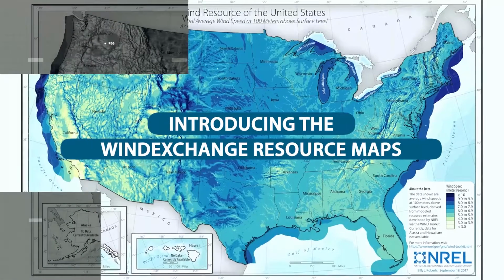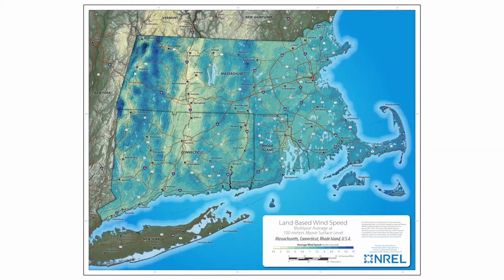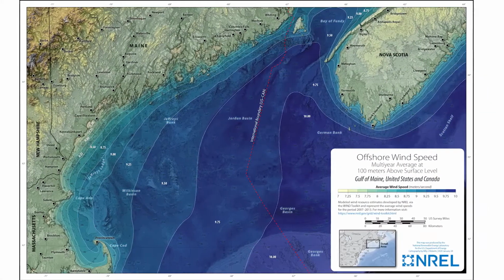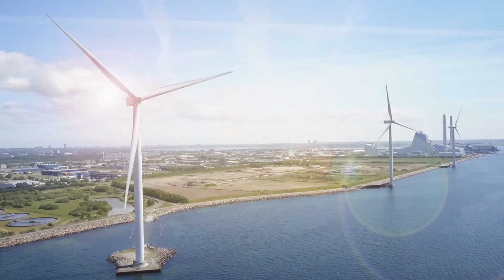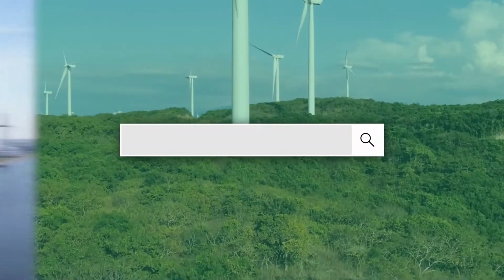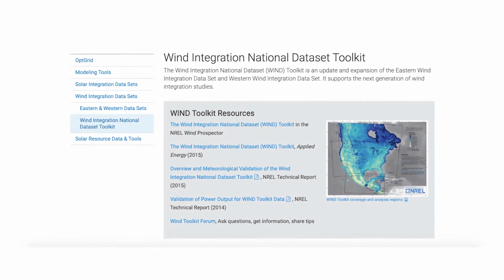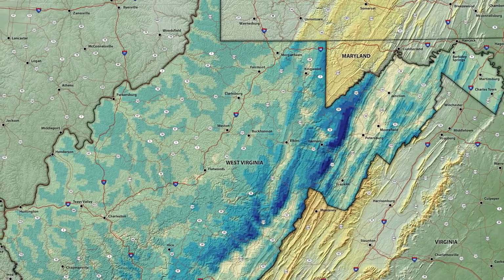WINDExchange resource maps are a little different than your average reference or topographic map. In addition to displaying geographic boundaries and important topographic features, these maps display the quality of wind resources in a specified region. Built on the foundation of the Wind Integration National Database, or WIND Toolkit, developed by the U.S. Department of Energy's National Renewable Energy Laboratory, these maps can provide an at-a-glance reference of whether a region has quality wind resources at a given elevation.